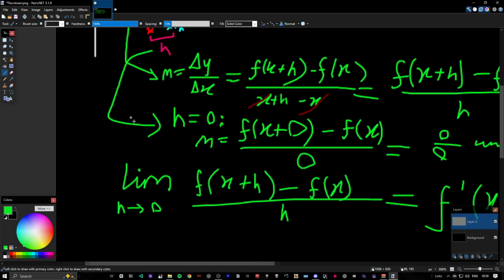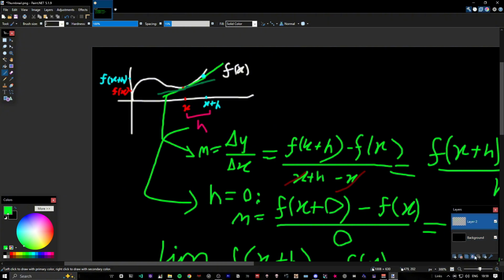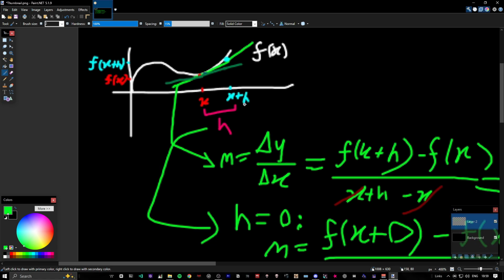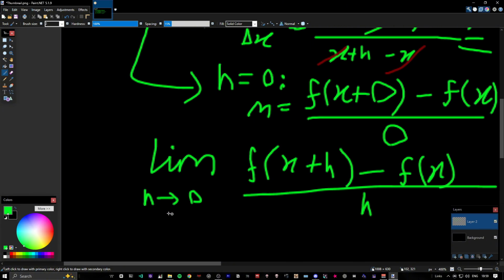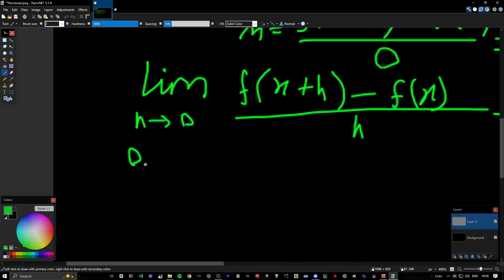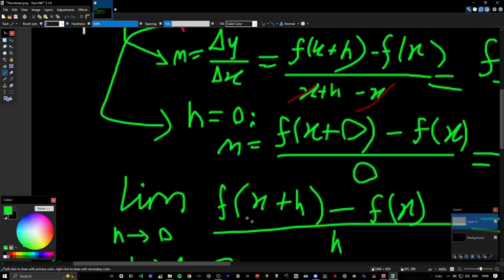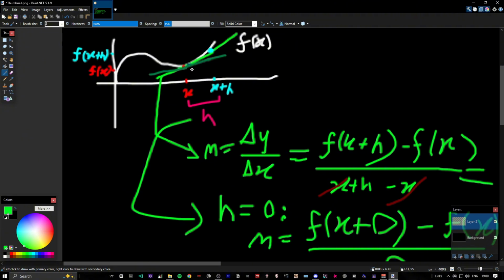So what we are doing basically is we're mathematically representing this blue dot moving towards the red dot, but it never actually meets the red dot, meaning h is never actually 0. It will keep moving more and more towards 0. So it goes 0.1, 0.01, 0.001, and so on. So h would move towards that. And as we get closer, we'll get closer and closer to the red dot, meaning a better and better approximation of the gradient at that point.